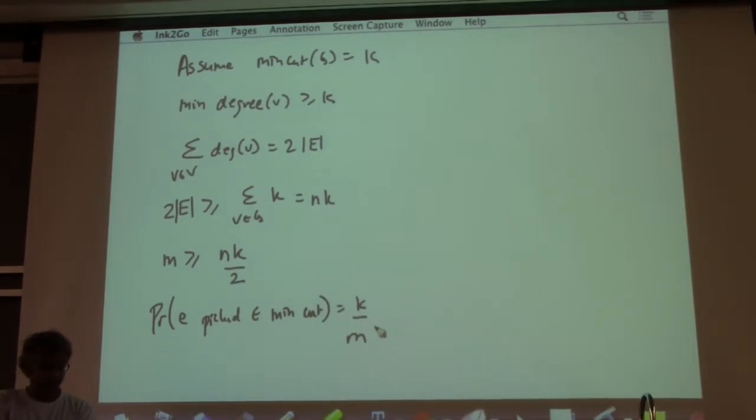Can you repeat how you went from 2e to m? That was clear. E is m. I don't want to keep writing the size of the set. So the probability of picking an edge of the min cut from the entire graph is k over m, because the min cut is of size k and there are m edges in the graph. But m is greater than or equal to n times k over 2, so this number is less than or equal to 2 over n, which you should think of as a small number, because as n gets larger and larger, this number gets smaller and smaller.